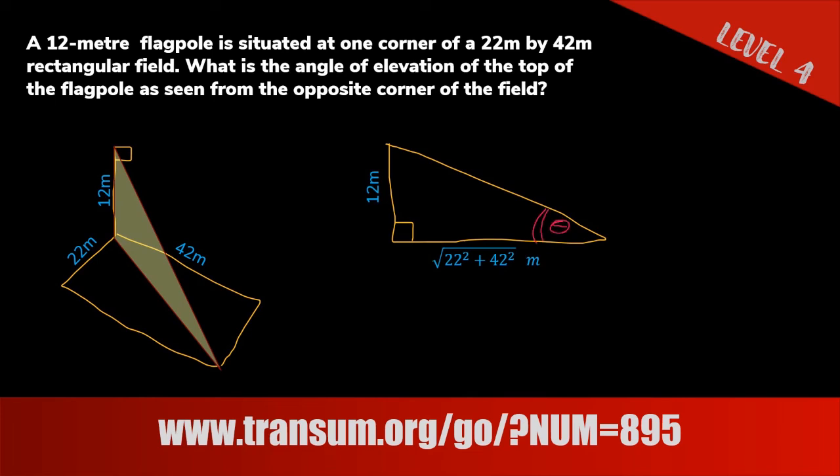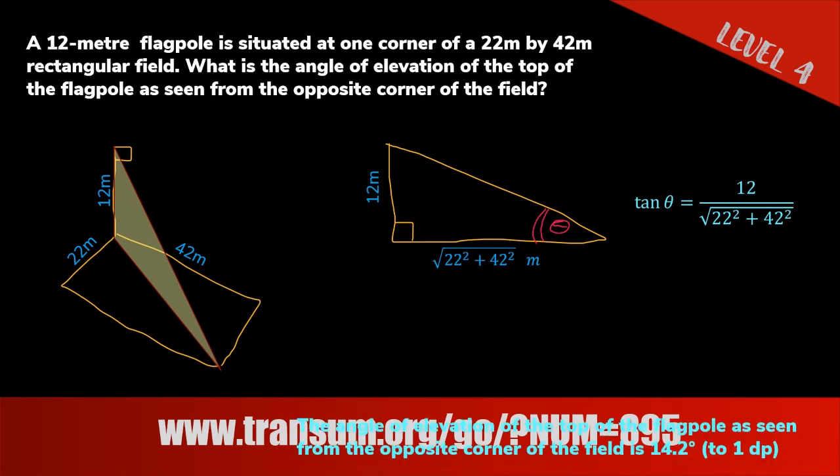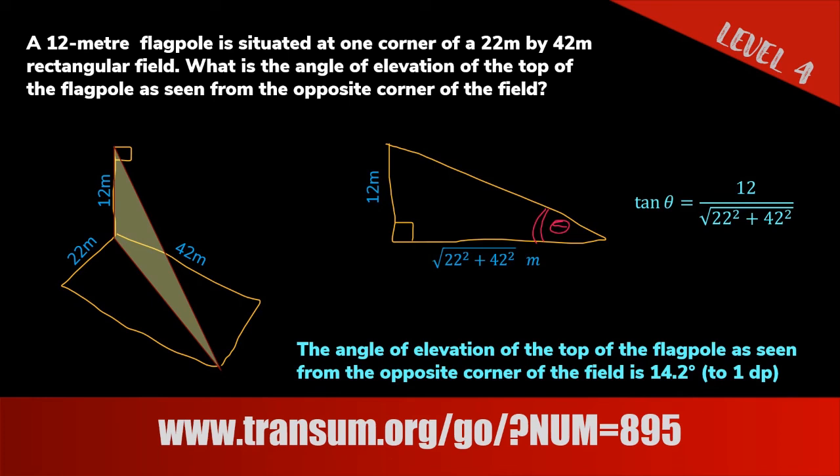Let's call it theta. So the tan of this angle, theta, is the opposite over adjacent. So using the calculator, I'll work out then that theta is equal to 14.2. That's the angle of elevation to 1 decimal place. Have a go at the questions in level 4. Don't forget to draw your own diagram to help you work out the answer.